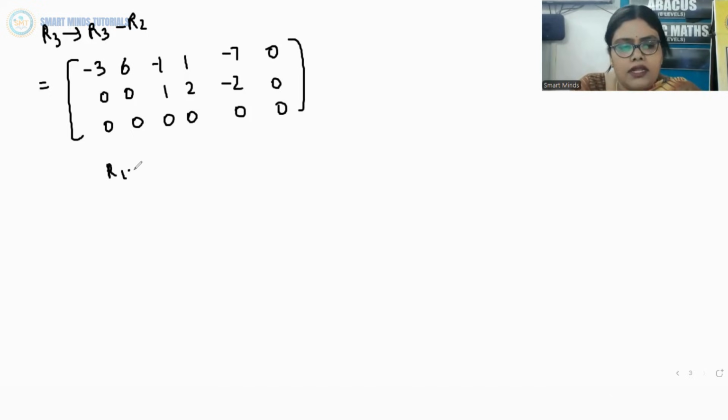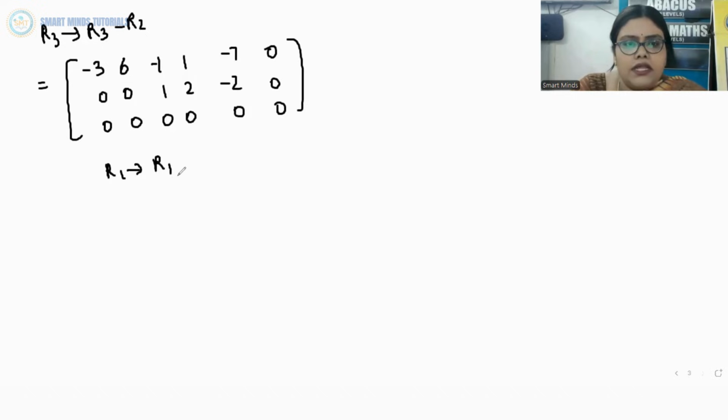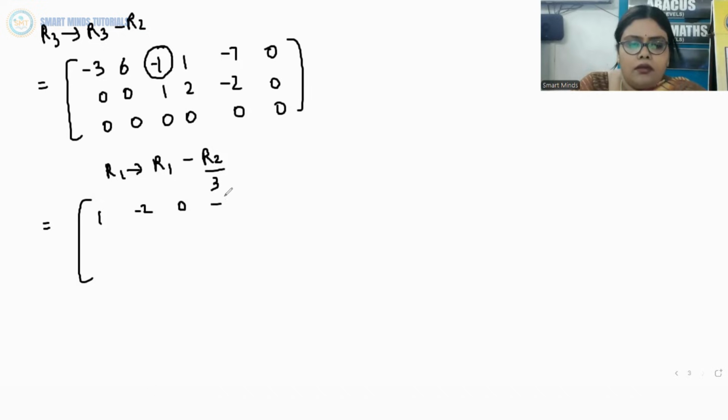Now R1 is R1. Now what will I do over here? R1 is R1 minus R2 by 3. Why? Because I want to make this 0. So that is 1 minus 2, 0. -1, 3, 0. Then second and third we are not disturbing.